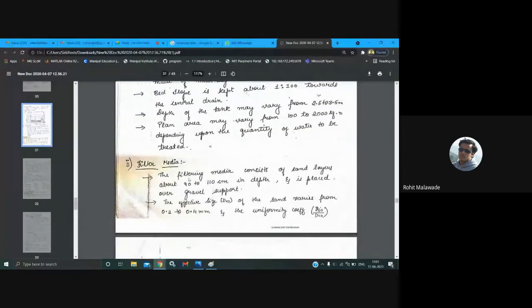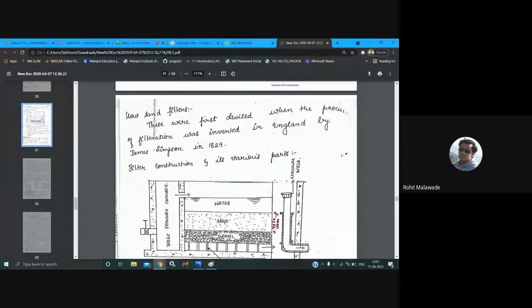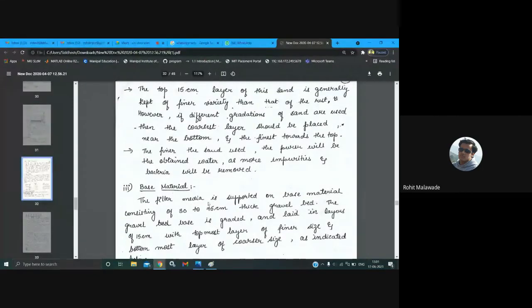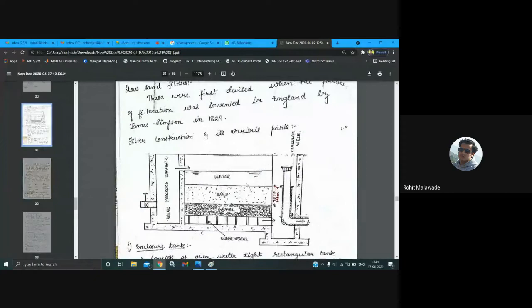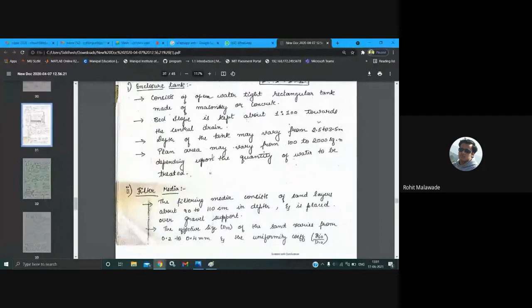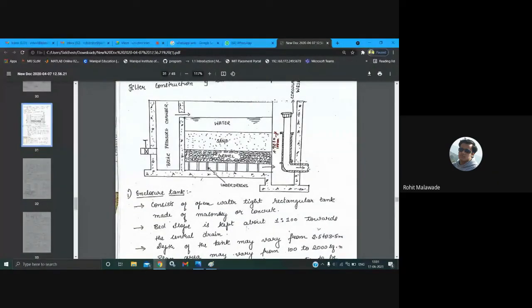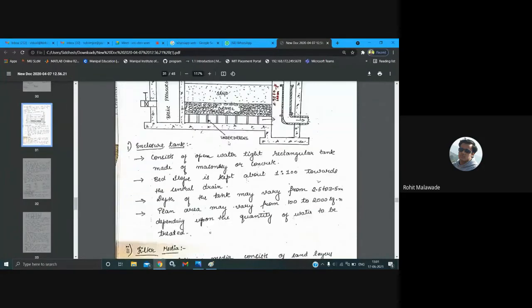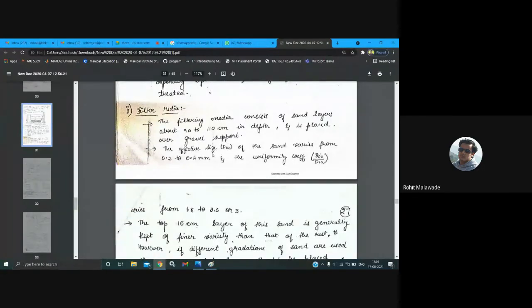Then filter media. Filter media is nothing but your sand and gravel. Especially we are going to talk about the sand over here. Gravel we consider as a base material. So we will discuss the sand. Now, filter media is nothing but the sand.